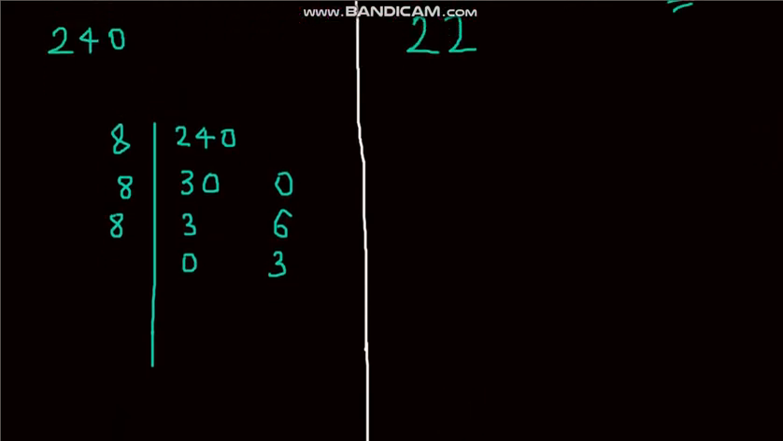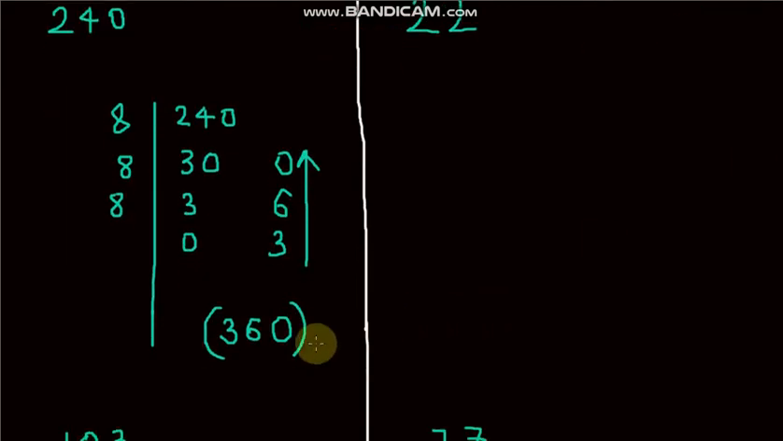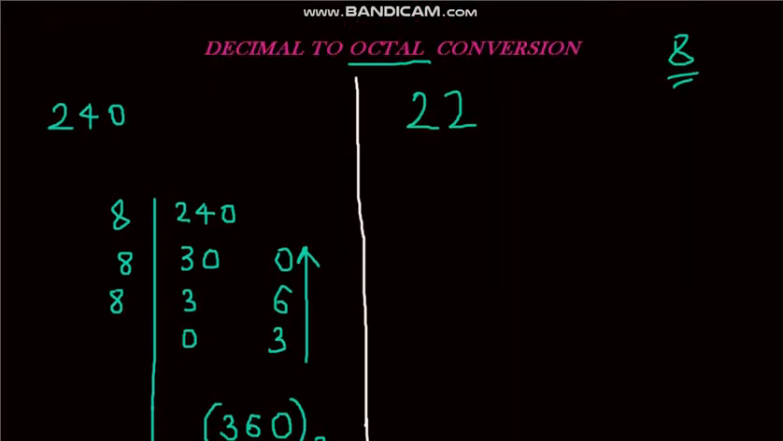Now we have to draw an upward direction arrow like this, and jot down all the numbers that come across the arrow. So the first number is 3, the second number is 6, and the third number is 0. So the number is 360. Yes, the number is 360 in octal.